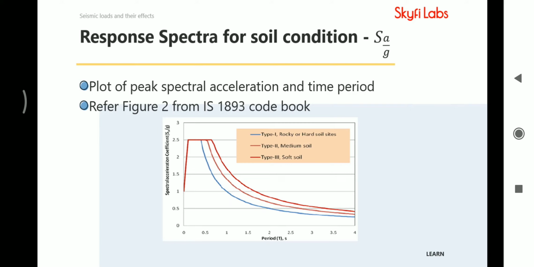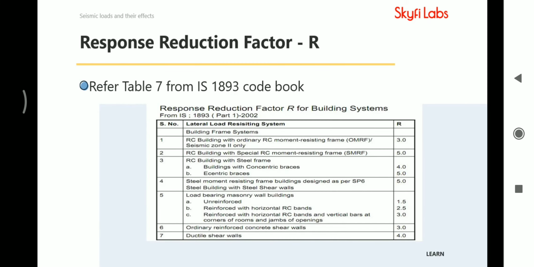R is the response reduction factor, depending on the perceived seismic damage performance of the structure, characterized by ductile or brittle deformations. Refer table number 7 to find response reduction factor. Choose the value based on your lateral load resisting system used to construct your building.